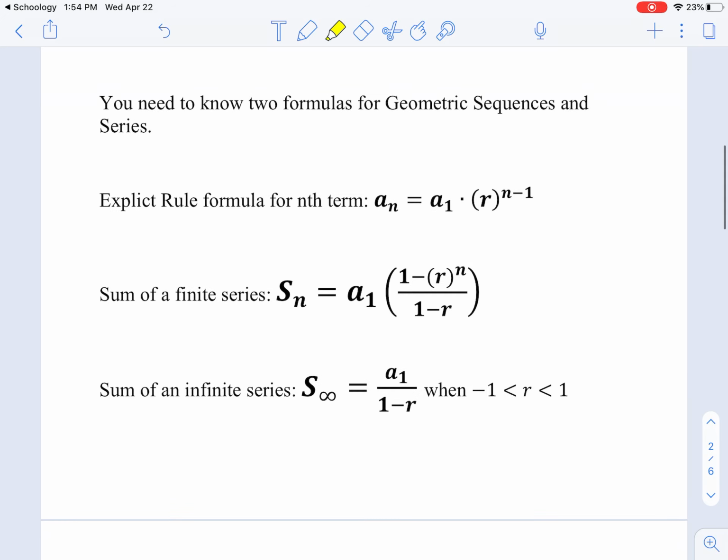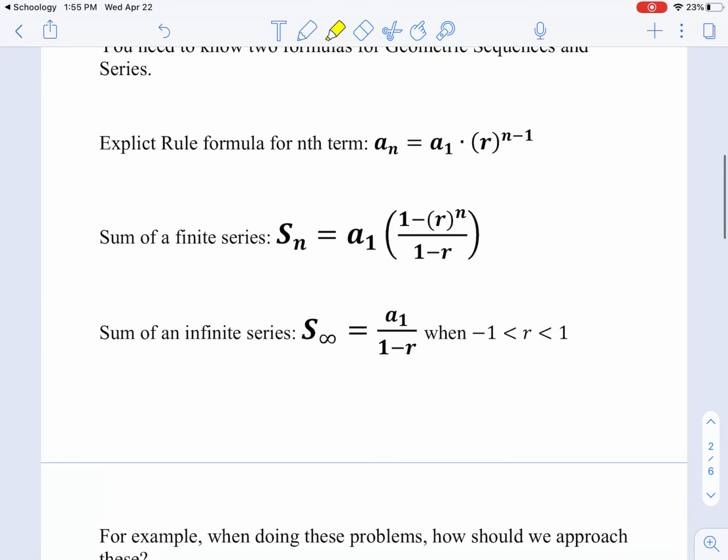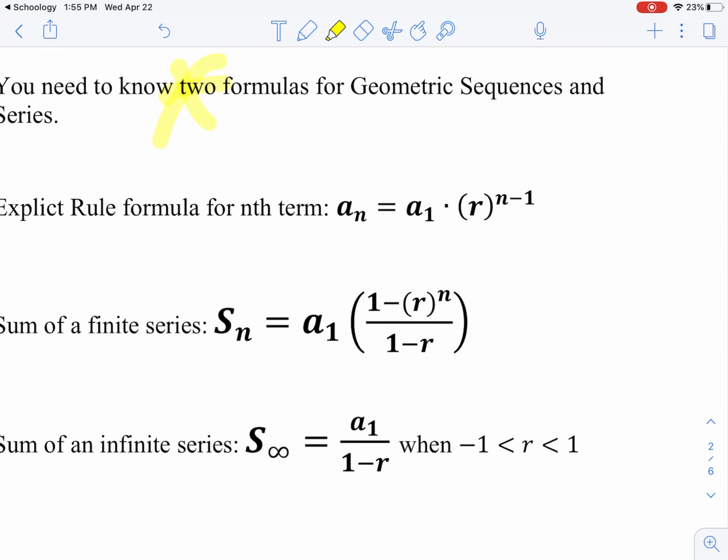All right, geometric sequence and series, you need to know 4 formulas. I don't know why it says 2 formulas, because there's 3. Okay, so there's 3, and just like a 4th idea. So this should not say 2 here. To write a rule, it's a sub n equals a sub 1 times r to the n minus 1, where r is your ratio, so the multiplier. So what do you multiply by to get the next term?